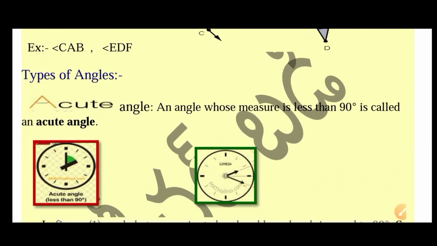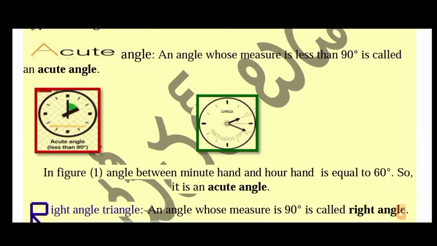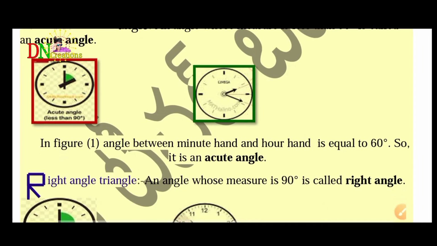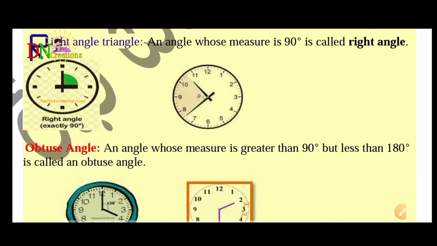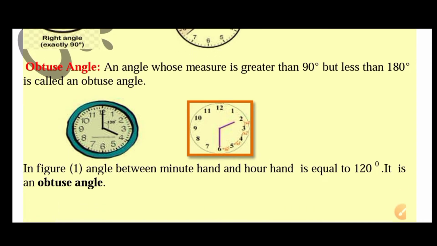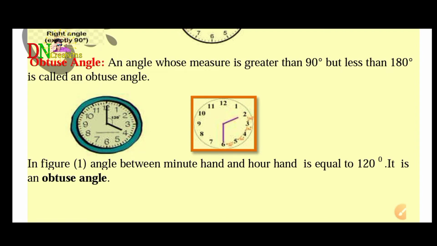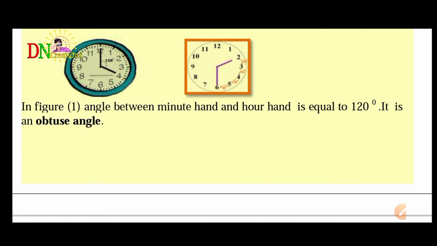Types of angles. Acute angle, an angle whose measure is less than 90 degrees is called an acute angle. In figure 1, the angle between minute hand and hour hand is equal to 60 degrees. So, it is an acute angle. Right angle, an angle whose measure is 90 degrees is called a right angle. Obtuse angle, an angle whose measure is greater than 90 degrees but less than 180 degrees is called an obtuse angle. In figure 1, the angle between minute hand and hour hand is equal to 120 degrees. It is an obtuse angle.